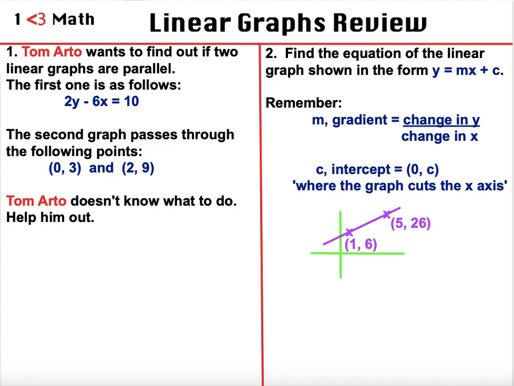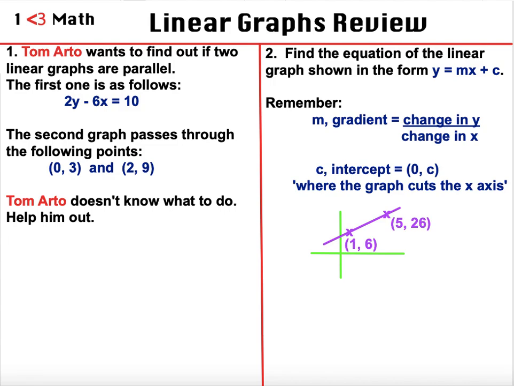The first video in a long time is the linear graphs review. So we have two questions. The first one is that Tom Arto wants to find out if two linear graphs are parallel. The first one is as follows: 2y minus 6x equals 10. The second graph passes through the following points: (0, 3) and (2, 9). Tom Arto doesn't know what to do.